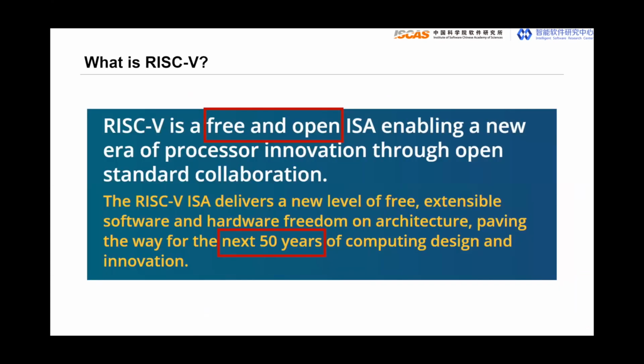So what is RISC-V? This is from RVI, RISC-V International's website. It says RISC-V is a free and open ISA, enabling a new era of processor innovation through open standard collaboration. And the RISC-V ISA delivers a new level of free, extensible software and hardware freedom on architecture, paving the way for the next 50 years of computing design and innovation. So the most important point is RISC-V is free and open, and also designed for the next 50 years. I think that's the major feature of RISC-V.